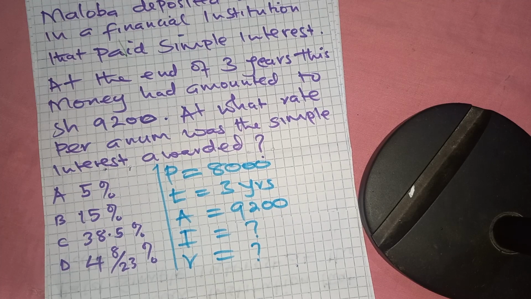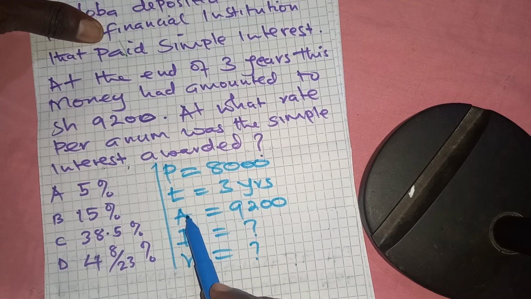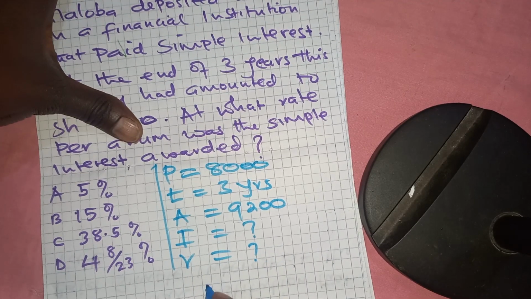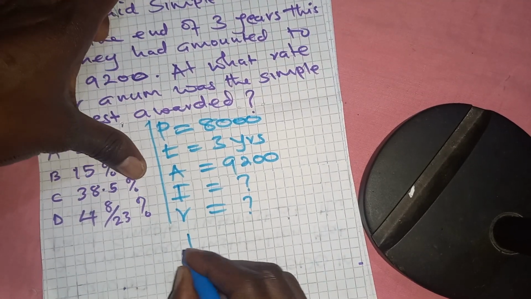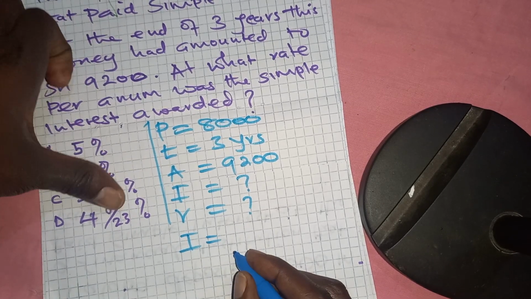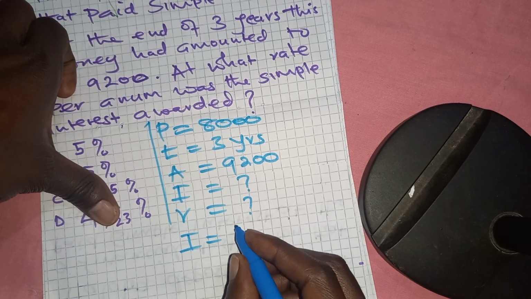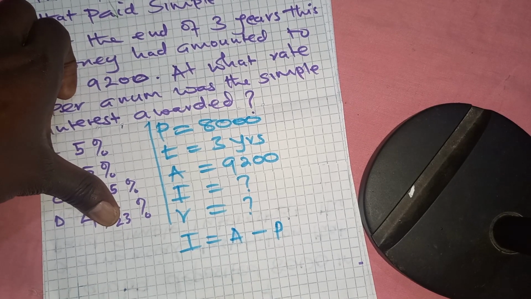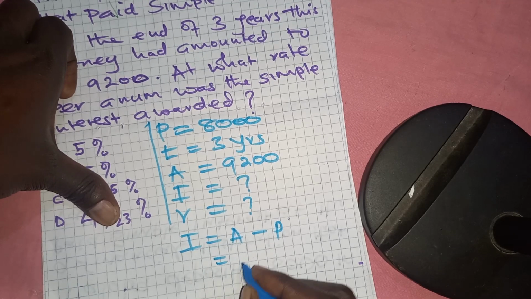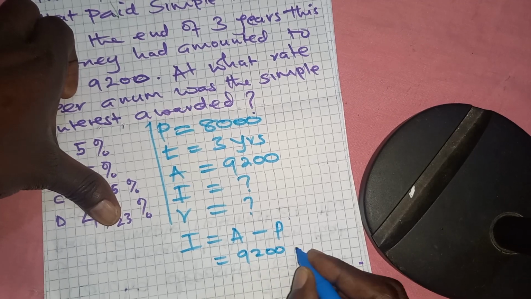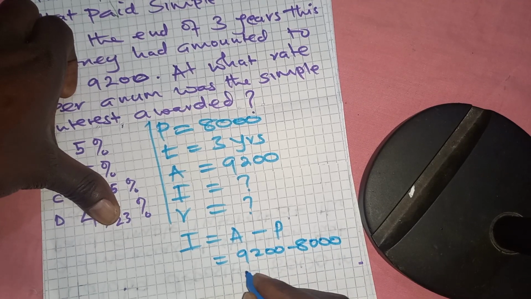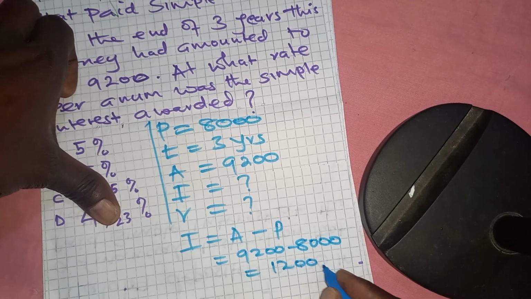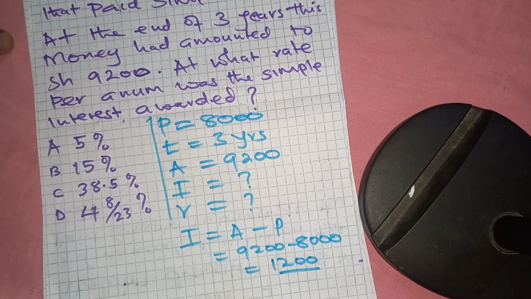Okay, but we can work out. The moment you are given amount and you are given principal, you can calculate interest, because you know that interest earned is calculated by amount minus principal. Amount minus principal gives you interest. Okay, so we can get interest. You say 92,000 minus 80,000. You are going to get interest was 12,000. That is the interest earned.